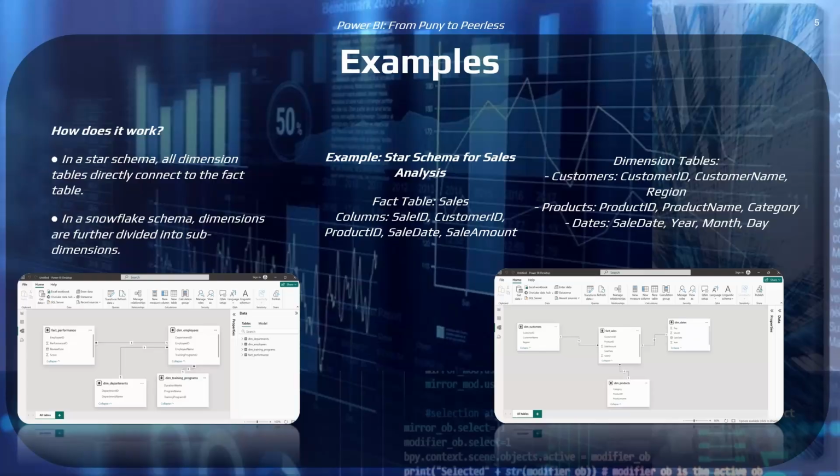Example: star schema for sales analysis. Fact table, sales, columns: sale ID, customer ID, product ID, sale date, and sale amount. As for dimension tables, customers: customer ID, customer name, and region. Products: product ID, product name, and category. Dates: sale date, year, month, and day.